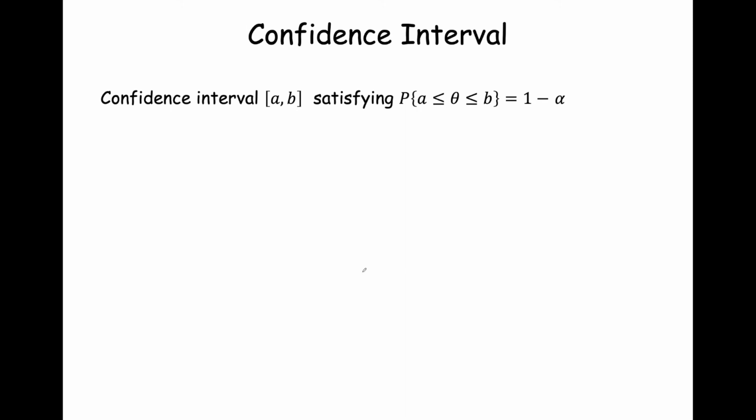Okay, so a confidence interval A, B satisfies the following: that this unknown parameter theta is covered by A, B some percentage of the time. That means the values that theta takes on will occur within this interval with probability 1 minus alpha, or 1 minus alpha percent of the time.